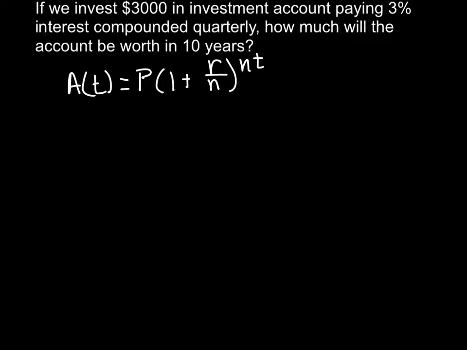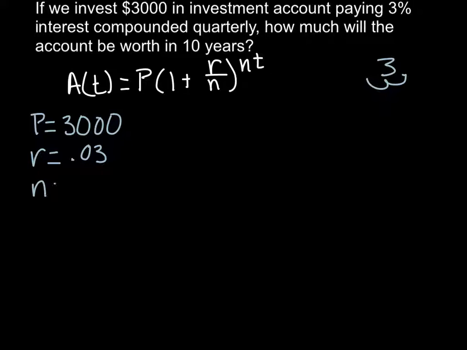If we invest $3,000 in an investment account paying 3% interest compounded quarterly, how much will the account be worth in 10 years? So what do we know? I know that the initial value is $3,000. The rate is 3%, but 3% is 0.03 as a decimal. Compounded quarterly, which means it happens 4 times a year for 10 years.